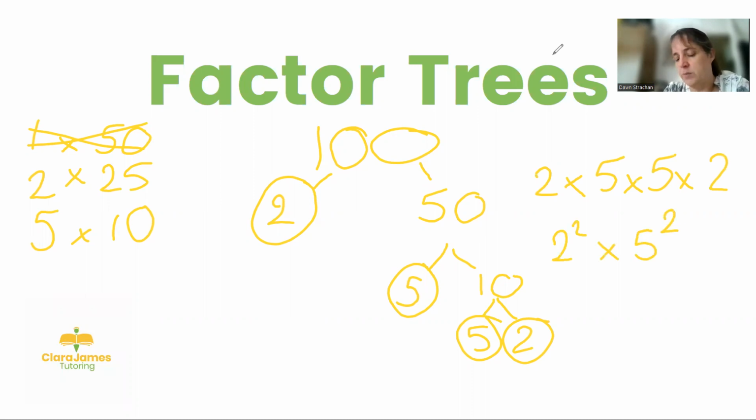And once again, if you want to double check it, 5 times 5 is 25. Times that by 2 would be 50. And 50 times 2 would be 100. Okay, so 2 squared times 5 squared is our answer. I hope that makes sense.